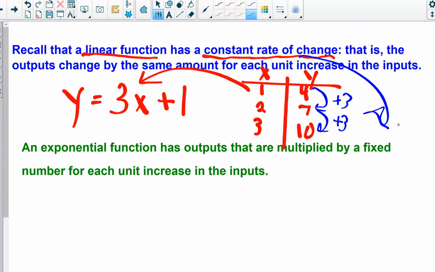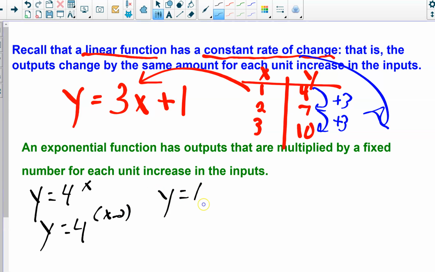An exponential function has outputs that are multiplied by a fixed number for each unit increase in the inputs. So I'm going to show you some exponential functions here. A couple would be here's one, here's another one, here's another one, and here would be another one. So an exponential function has the variable in the exponent.